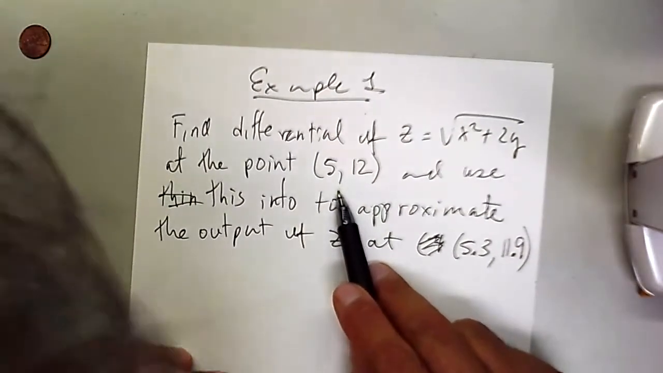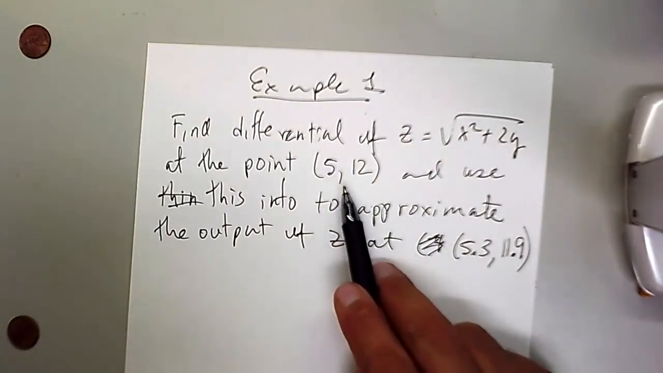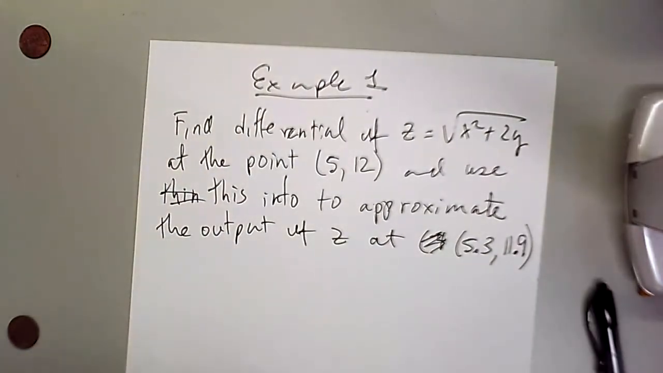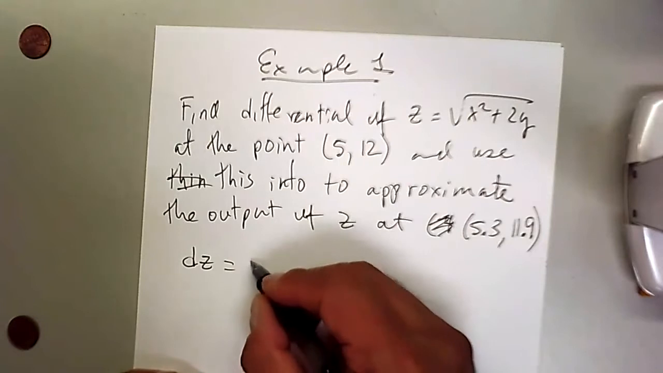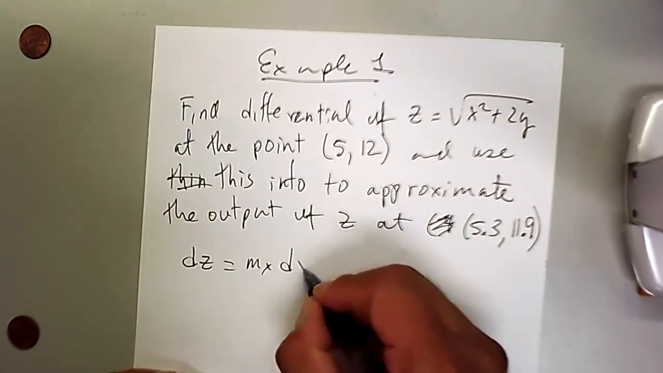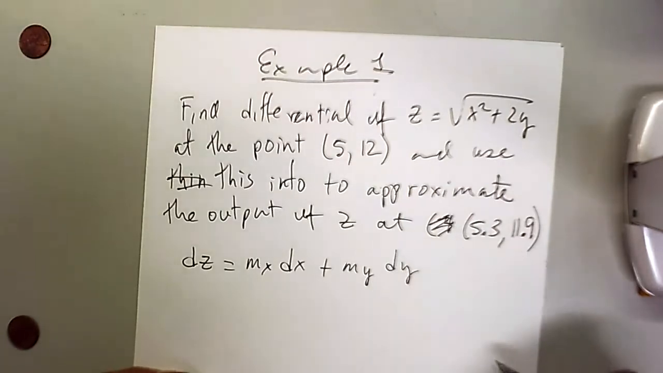Okay, so this is a standard kind of problem to do, dealing with differentials and approximations. I'm kind of mixing the two, the differentials and the approximation, in the same problem. So the differential is m sub x dx plus m sub y dy. That's as simple as that.